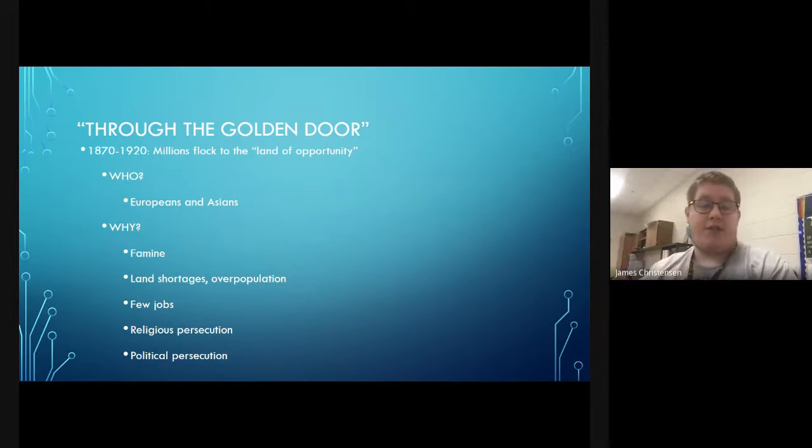So some push factors that they were dealing with were things like famine, land shortages, overpopulation, very few jobs being available, religious and political persecution. And they wanted to come here to the United States where they could have better access to jobs, land. There was still a lot of opportunity to be had here.